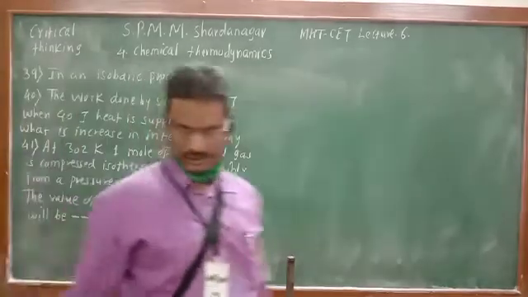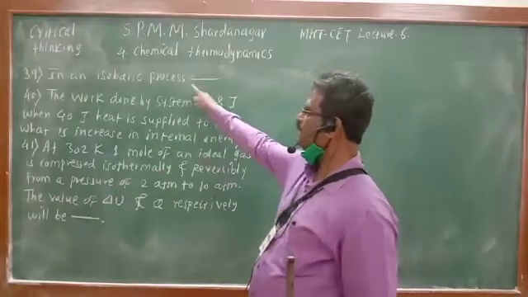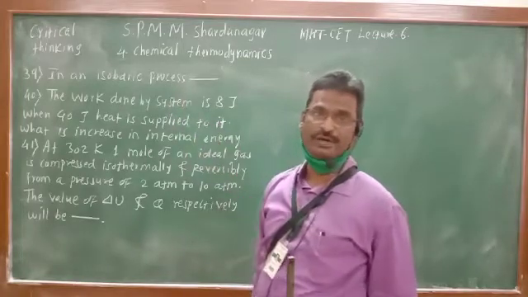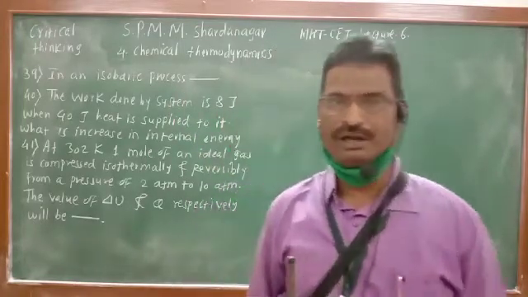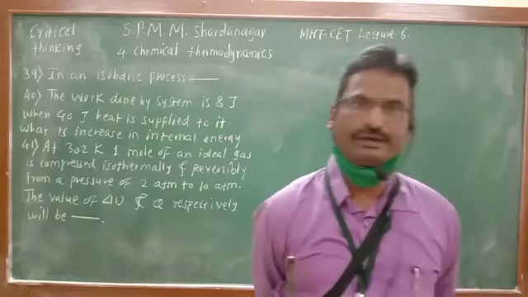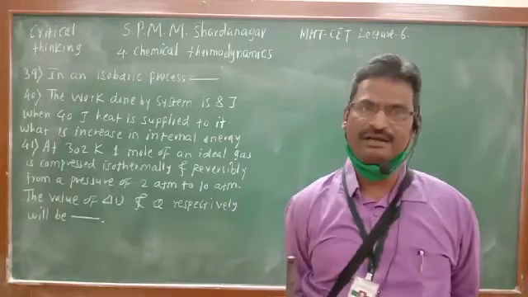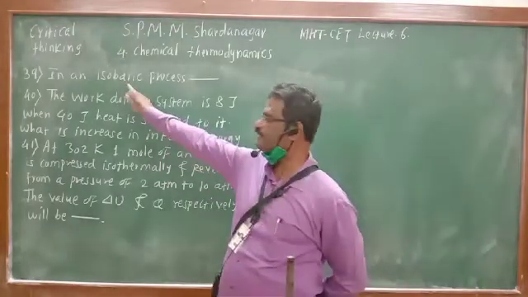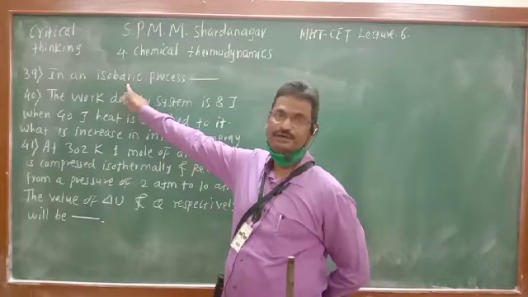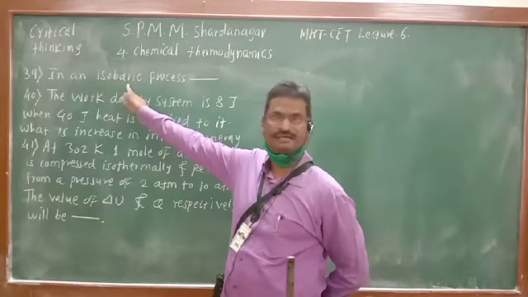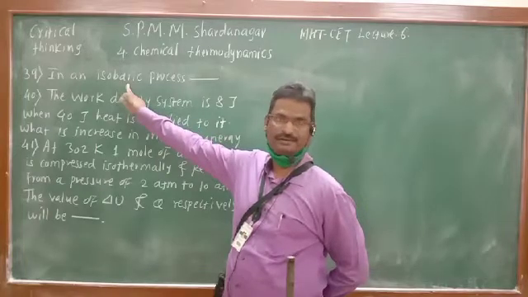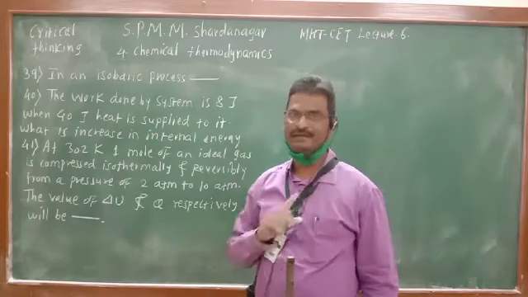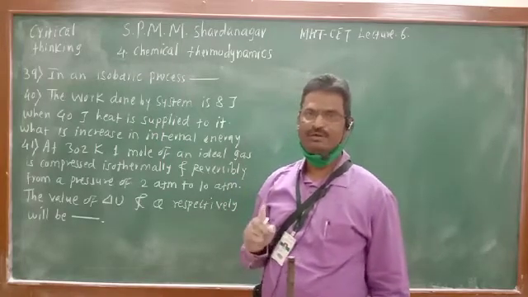Now let us see question number 39: in an isobaric process. Seven processes we have studied: isothermal, isobaric, isochoric, adiabatic, cyclic, reversible, and irreversible. So what are isobaric processes? They are the processes which are carried out at constant pressure. Initial pressure is equal to final pressure. No change in pressure will take place.